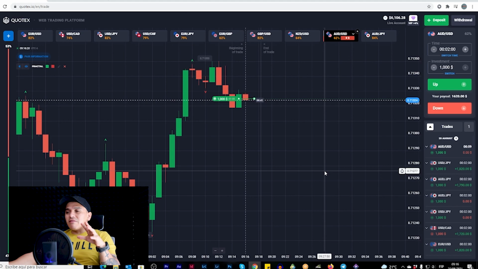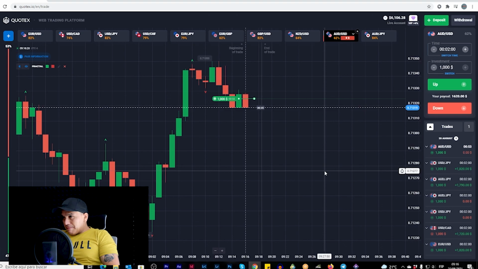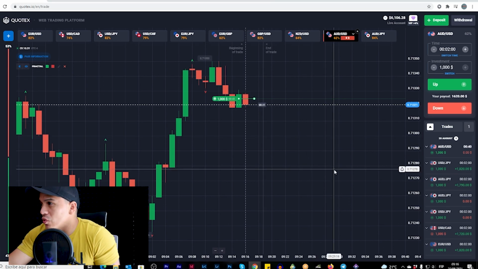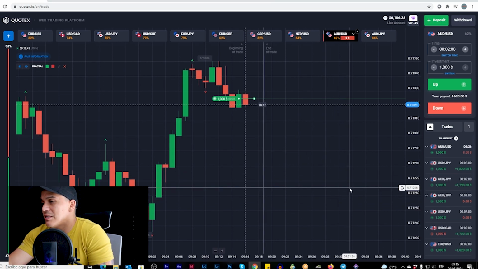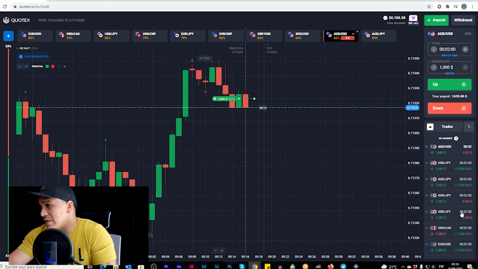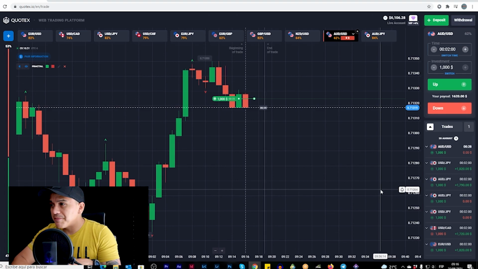Okay guys, this is the last trade, the last signal that I'm going to take right now with this indicator. It doesn't look good, right? Doesn't look good. So I'm going to end my trading session today. I started with $4,000 and right now I have $6,100, profits. What a great day! What a great trading session day. So I'm going to stop at this moment, okay?